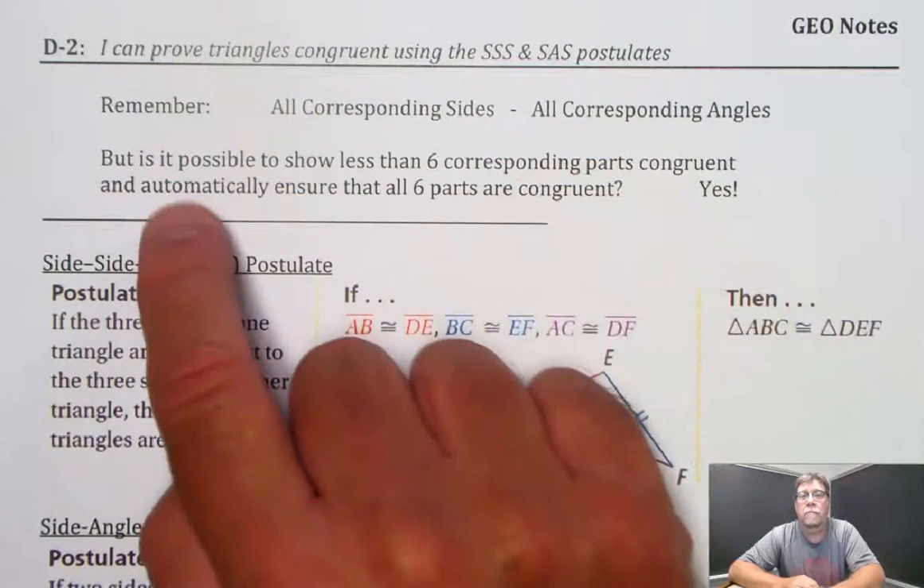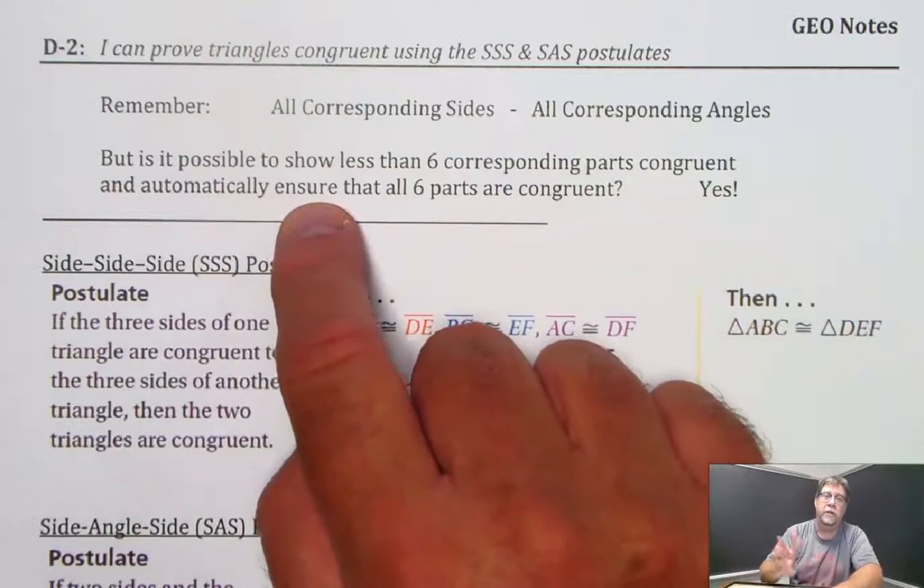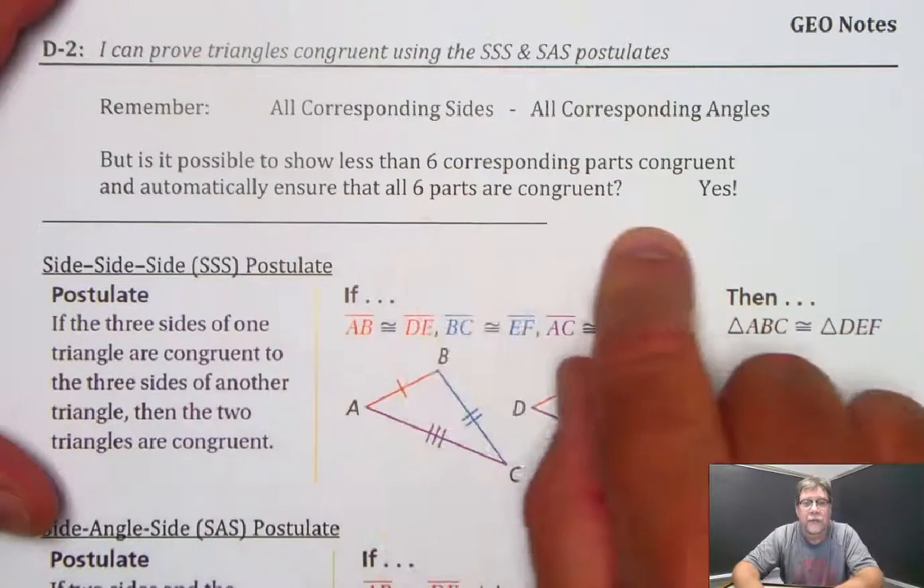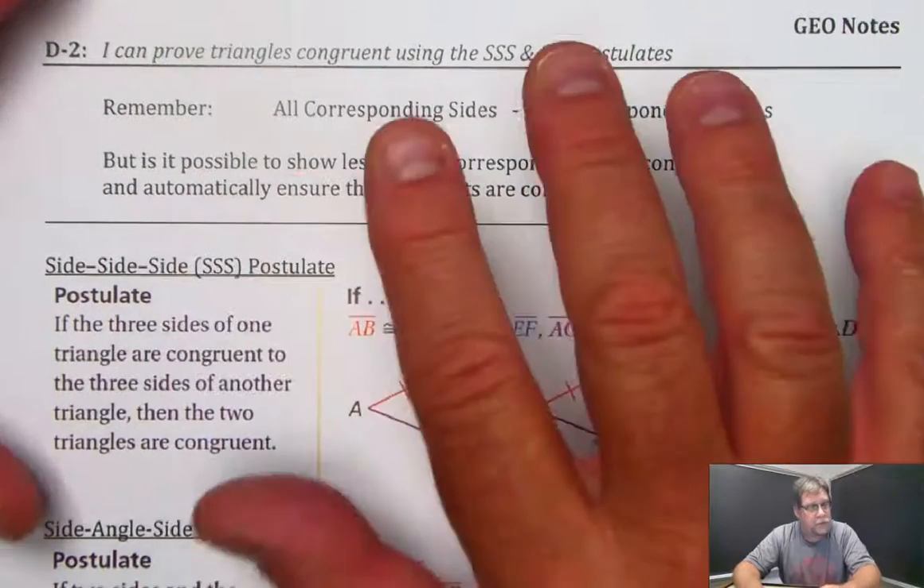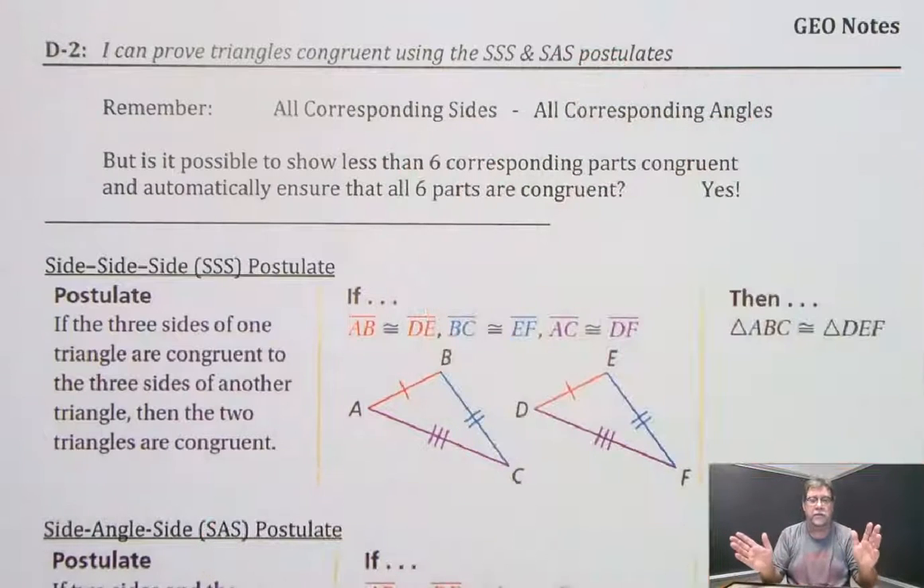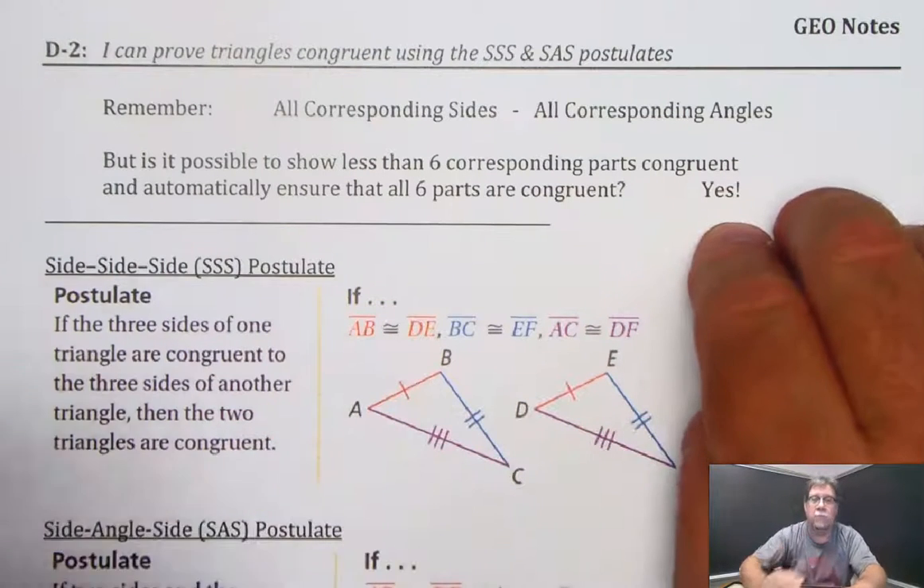Today, we want to find out, is it possible to show less than 6 corresponding parts congruent and automatically ensure that all 6 parts are congruent? And the answer is yes. We don't actually have to show all 6 pieces, the 3 sides and the 3 angles, congruent, because sometimes we can show certain things and other things have to be congruent. So that's what we're looking at today.